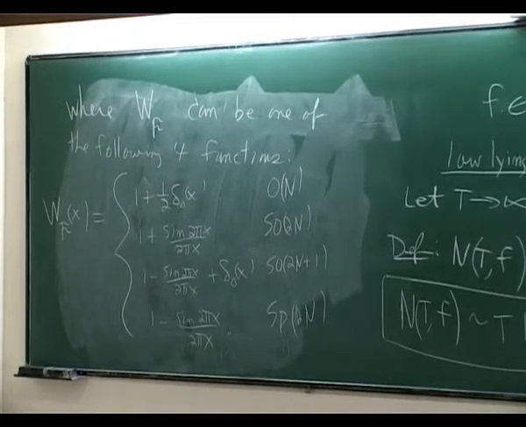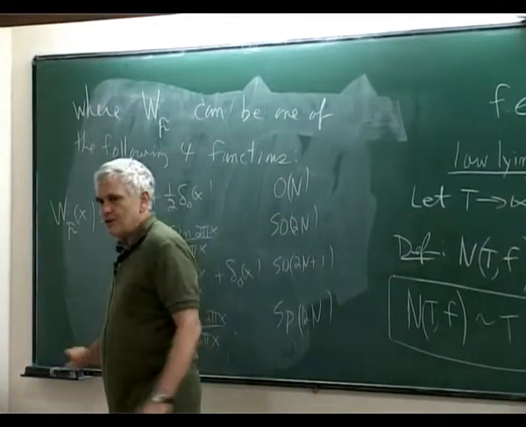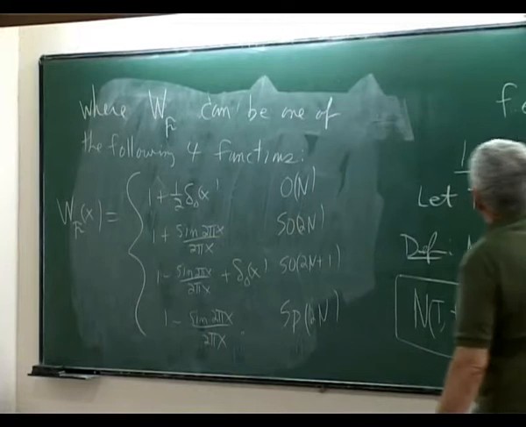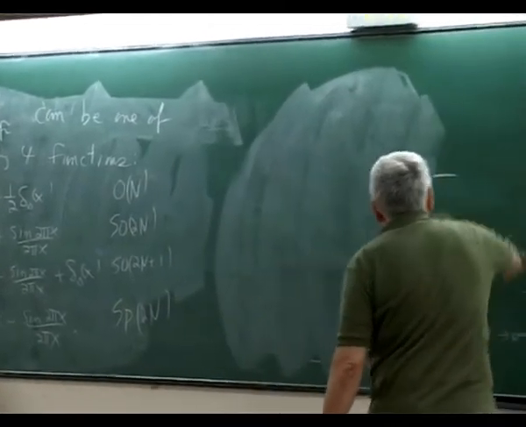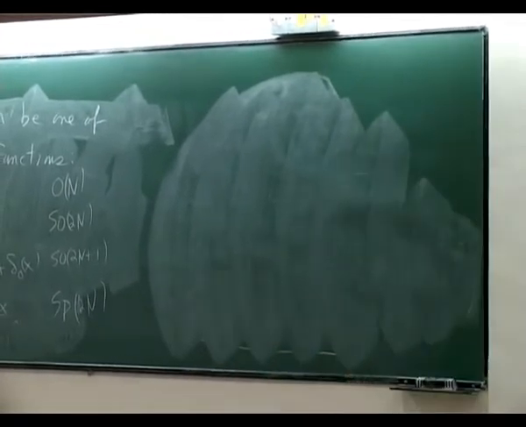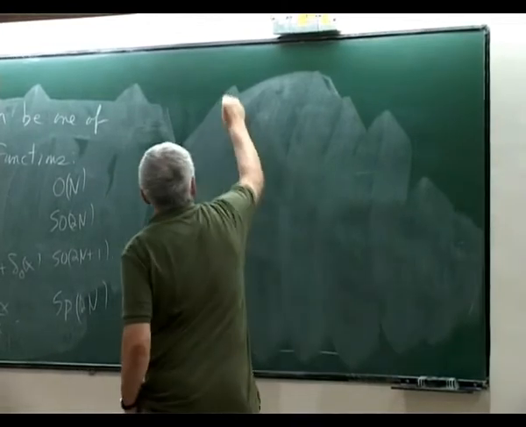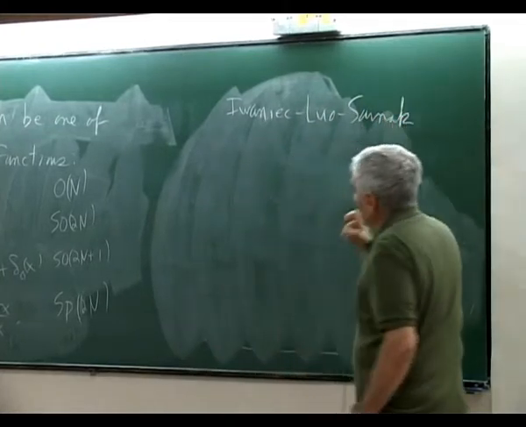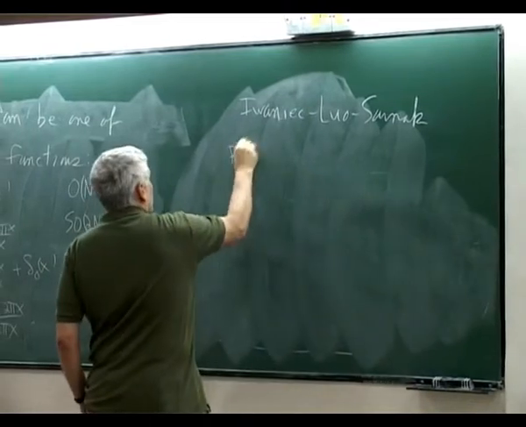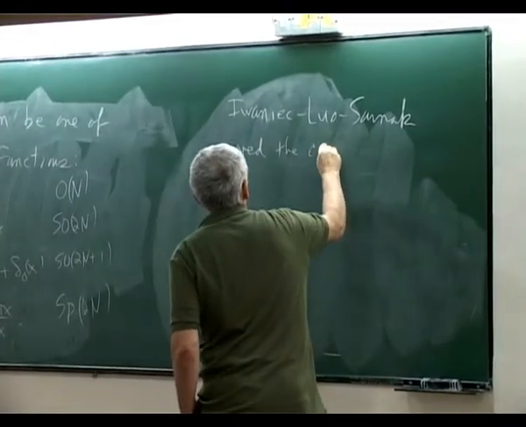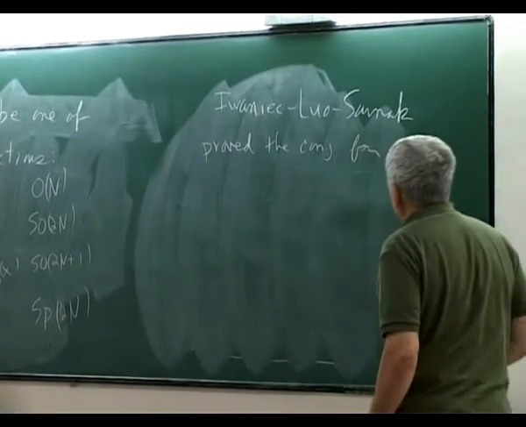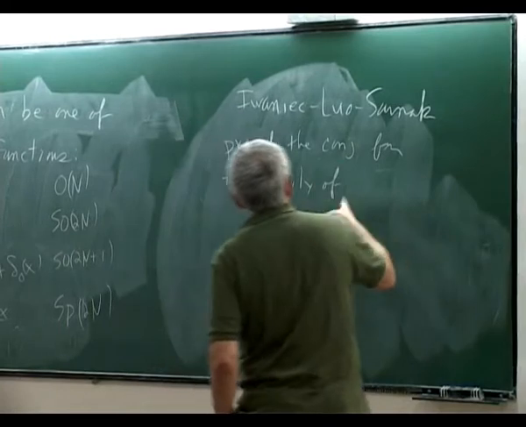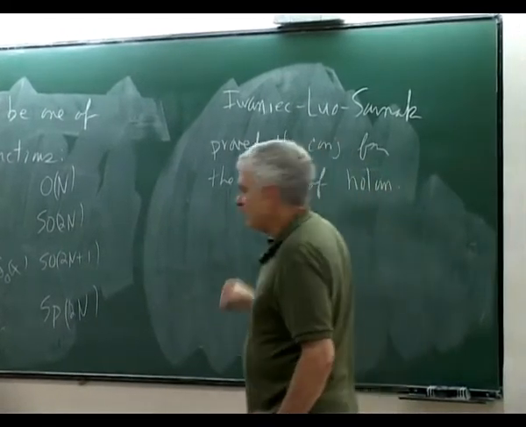So what is known about this conjecture? Well, at the moment, not much is known. I can tell you for which families this conjecture has been proved. The first result was, I think, in 2003. Iwaniec, Luo, and Sarnak proved the conjecture for the family of holomorphic modular forms of weight k.